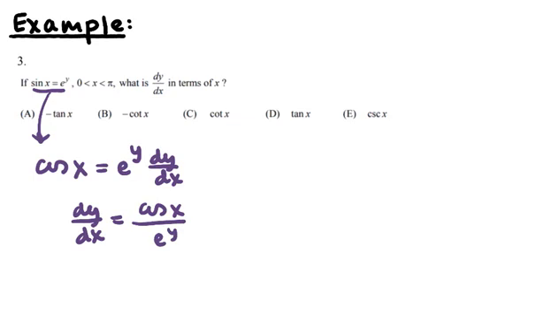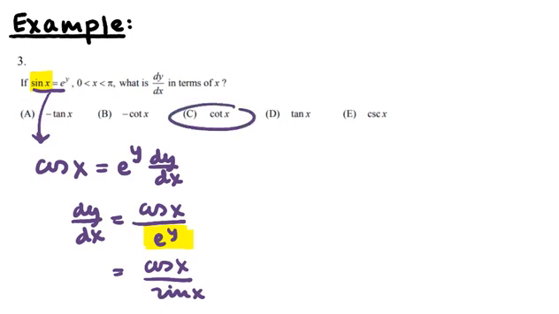But they want this in terms of x. So how am I going to get rid of this e to the y? Well, fortunately for us, they have a formula for e to the y. It's sine x. Okay, so you just make that quick substitution. And that's cosine of x divided by sine x. And we know that that's cotangent x.